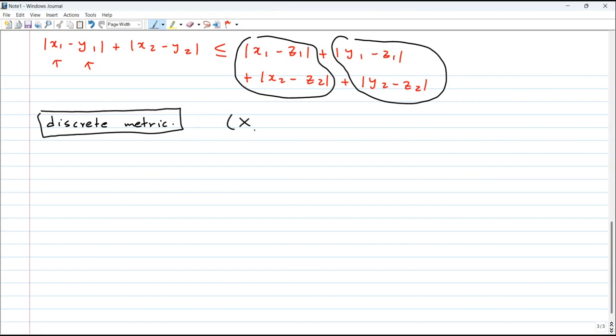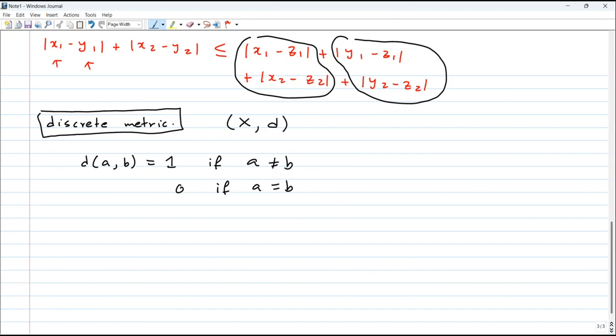Let X be a random set, and this distance function D is defined as follows. The distance between any two points A and B is always equal to 1, but we also want it to be equal to 0 when it's between A and itself. So it is 1 if A is not equal to B, and 0 if A equals B.